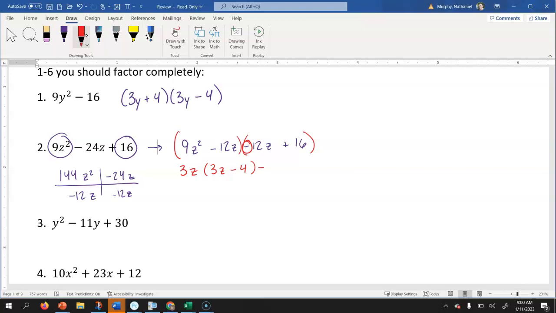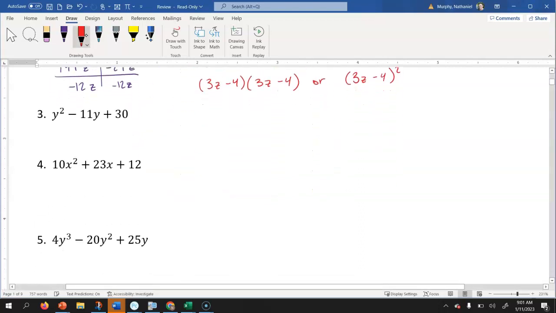And then between 12 and 16, the greatest common factor is 4. So I'd have a negative 4. Negative 12 divided by negative 4 is a positive 3z. And 16 divided by negative 4 is a negative 4, so that's important. Because now we have the same thing in parentheses, 3z minus 4, so that would be one of the factors. The other factor is what's left over, which is also 3z minus 4. You could write it like that, or you could write it as 3z minus 4 quantity squared.